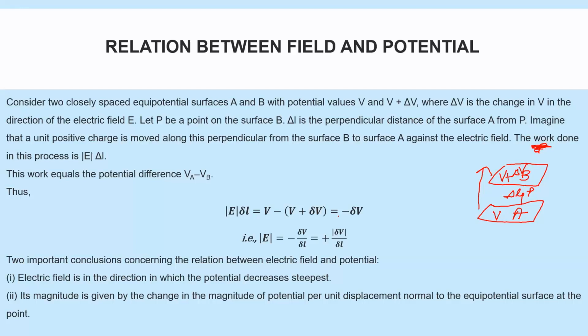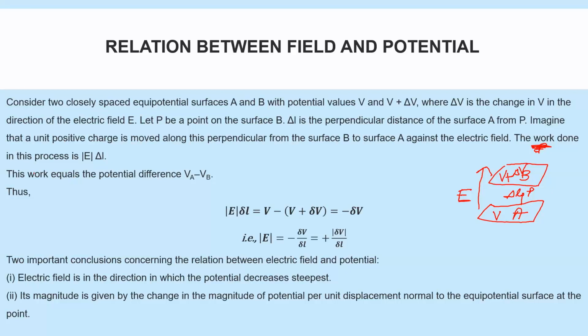Now suppose we are moving one unit positive charge along the perpendicular line drawn from surface B to surface A. The electric field is going from surface A to B, in this direction, but we are moving the charge from B to A against the electric field. So there is going to be work done in this process. The work done is going to be the product of the electric field and del L, the distance that it is traveling.